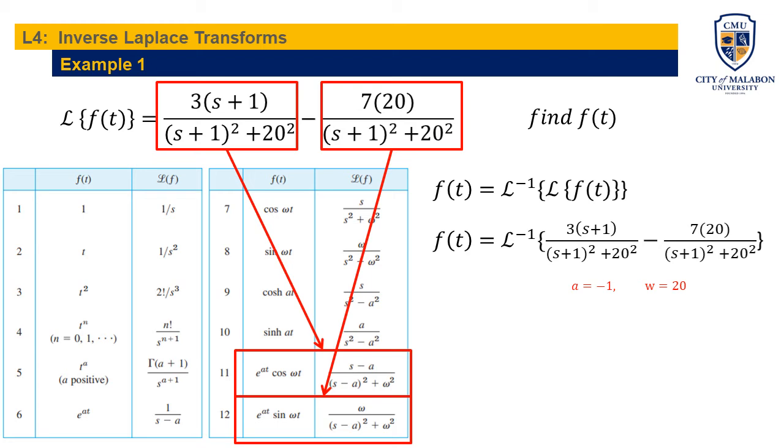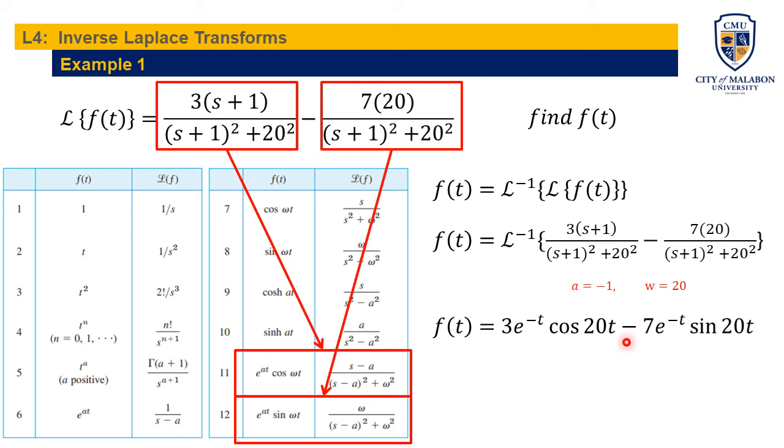By inspection, we now have a equal to negative 1 dahil yan ay s plus 1 pero dun sa formula natin kasi s minus a, di ba? So that will be s minus minus 1, right? And then, yung ating omega, kita-kita naman, that is 20. So, therefore, our f of t, by using the inverse ng Laplace na to, will now become e to the a, dahil a natin is negative 1, negative na yung ating exponent. And then, at, cosine ng omega t, that's 20t. So, yun na yung sagot natin dun sa first term.